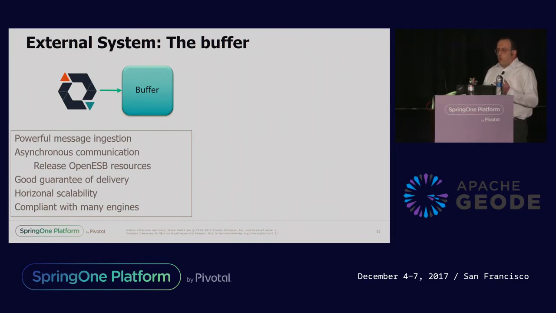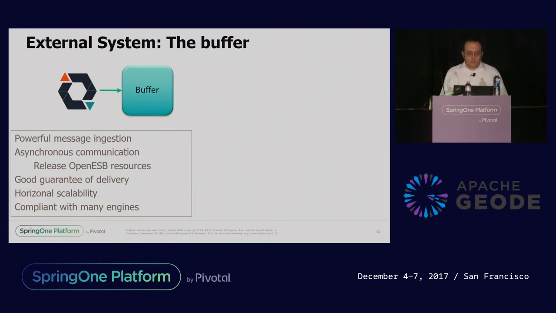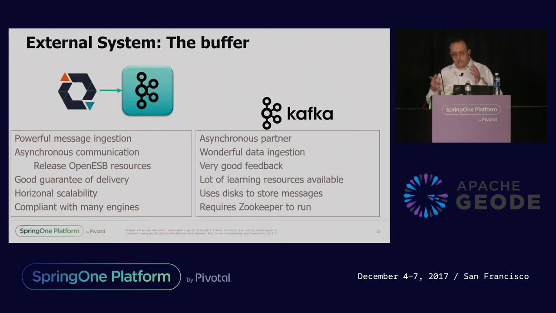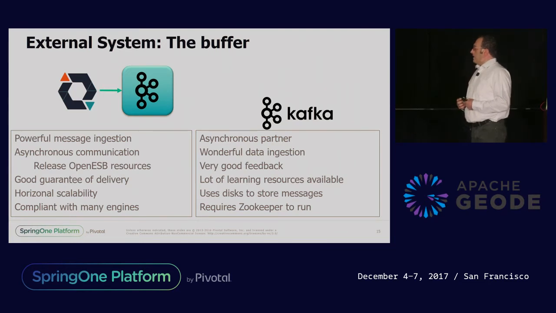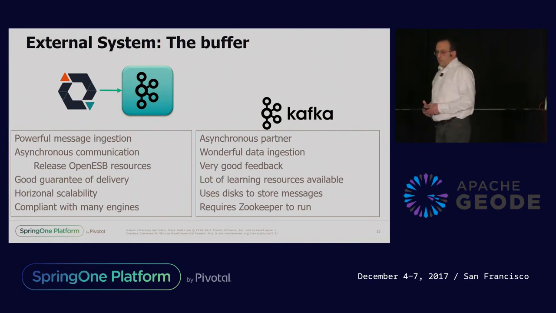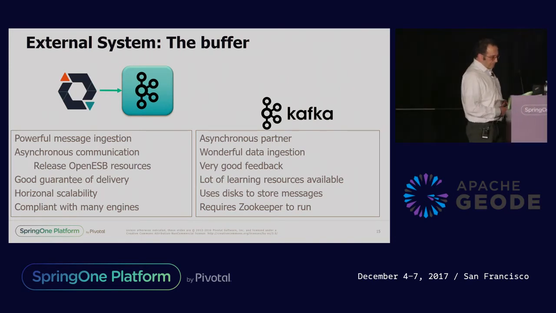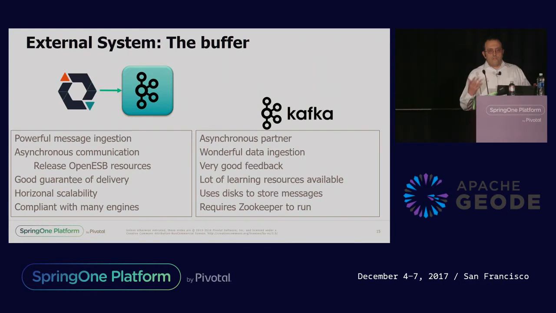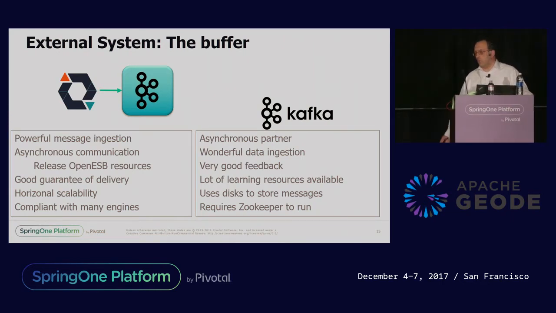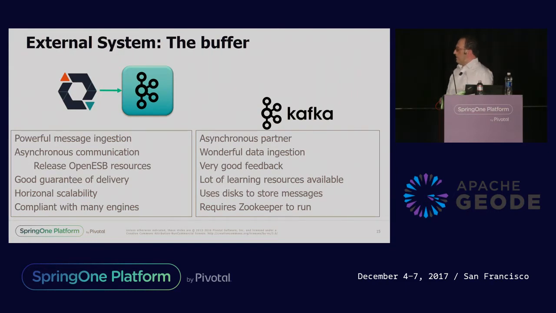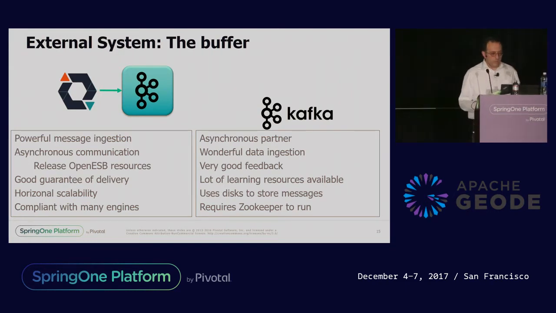So, 1 year, 1.5 years ago, when we started working on the buffer, a name came up, of course: Kafka. Why Kafka? Because Kafka is an asynchronous system. It has wonderful data ingestion. We had very, very good feedback on the product. If you want to learn Kafka, you find a lot of resources on the internet: white papers, courses, and so on. But we found two drawbacks on Kafka: it stores the messages on the disk and requires Zookeeper to run.